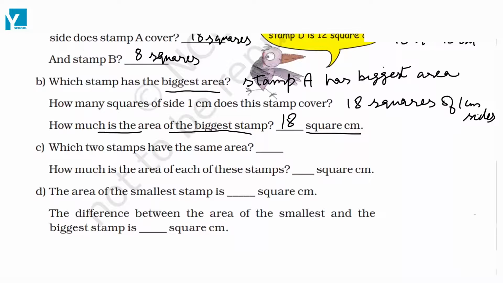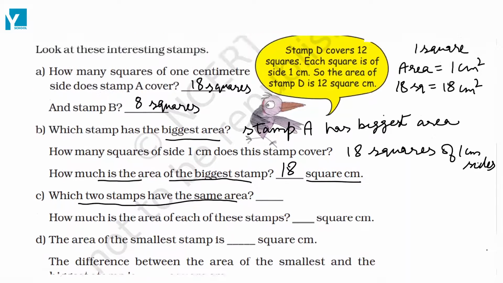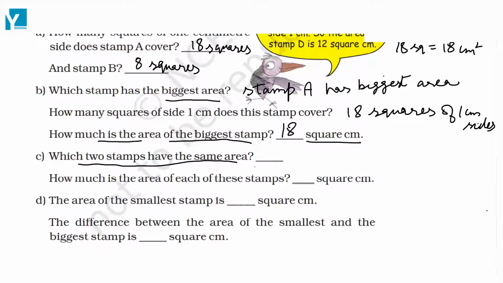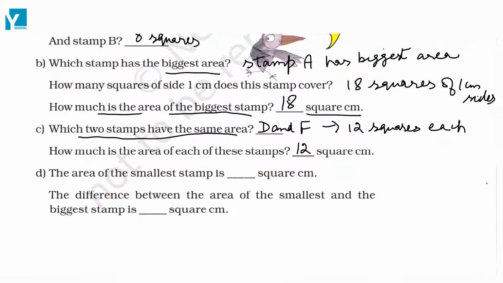Now we move on to the next question. Which two stamps have the same area? If we look at the figure, stamp D and stamp F have 12 squares. Stamp D has 12 squares and stamp F has 12 squares. So we will say that stamps D and F have the same area. How much is the area of each of these stamps? Each of these stamps covers 12 squares each. So the area will be 12 square centimeters for each of these stamps.